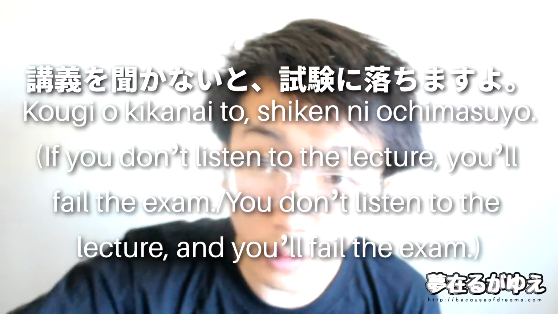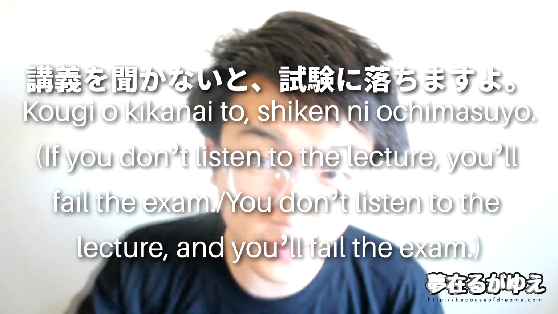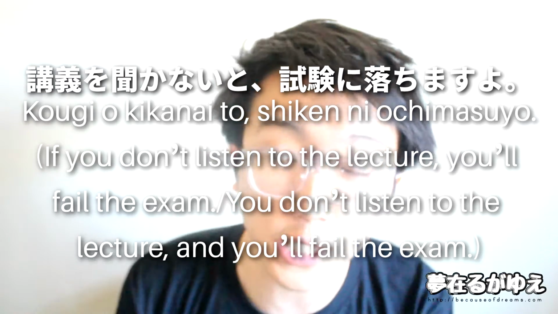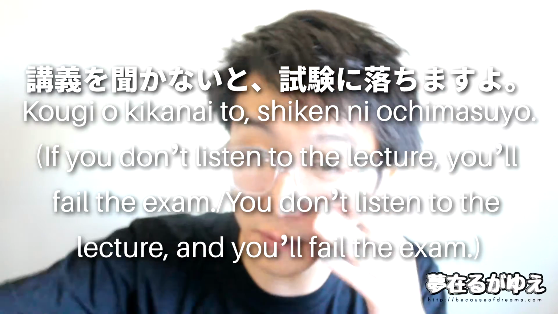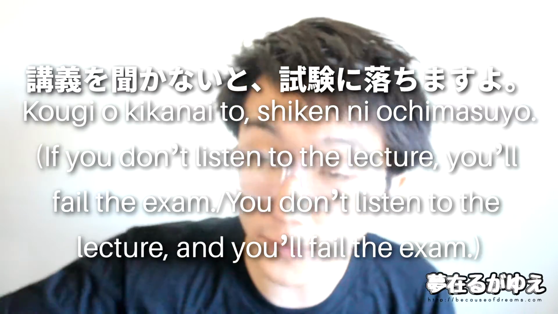For our next example sentence for this version of the grammar pattern, we have kogi o kikanai to shiken ni ochimasu yo. And what this line is translating to is just basically if you don't listen to the lecture, you're going to fail the test. Or maybe if we don't want to use the word if and we use and instead, we can just say don't listen to the lecture and you'll fail the test.